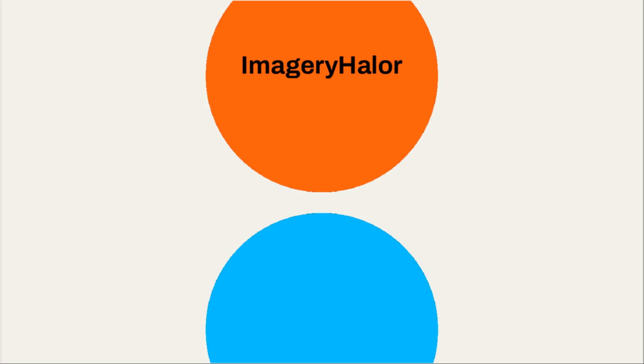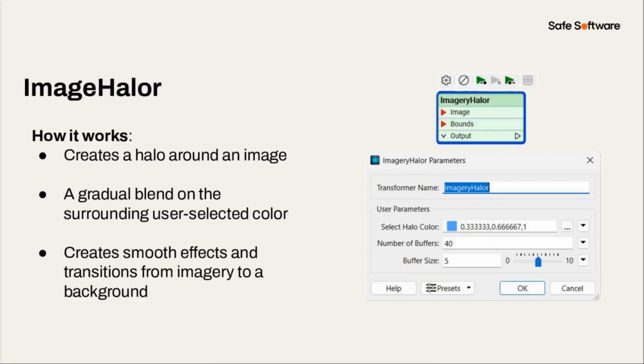All right, last but not least is the image haloer. This transformer creates a halo around an image, a gradual blend of the surrounding user-selected color. As you can see on the right, you can select a halo color. We've chosen blue here, but you have all those color options to choose from. Then there are the number of buffers and the buffer size, used as ground units. Keep in mind your image needs to be georeferenced for this transformer to work. As a result, it creates smooth effects and transitions from imagery to a background.